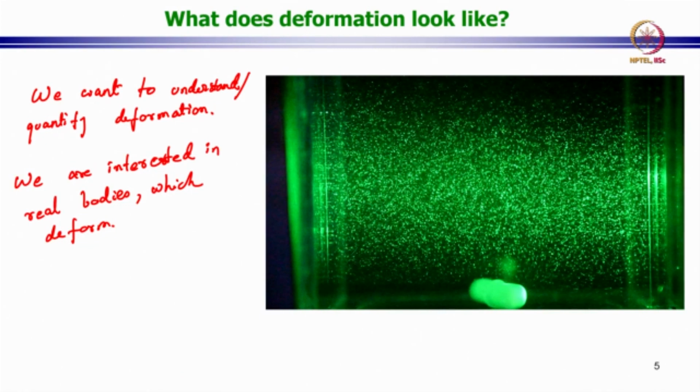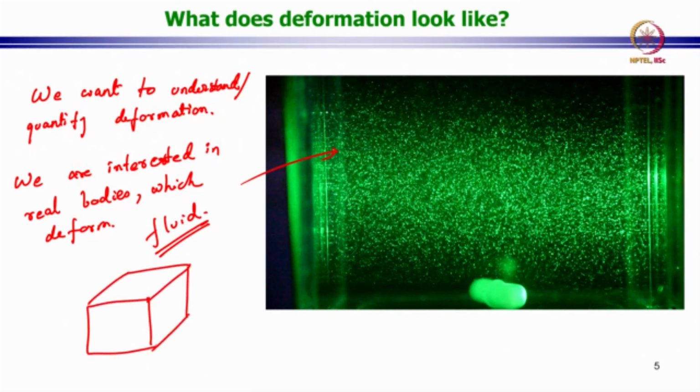So what we have is a fluid here, and the experiment that we are showing you is actually carried out in a cubical box like this, where there is a laser being shown. It's a green laser, and it is a laser sheet which is illuminating the box, and there are tracer particles in the fluid.